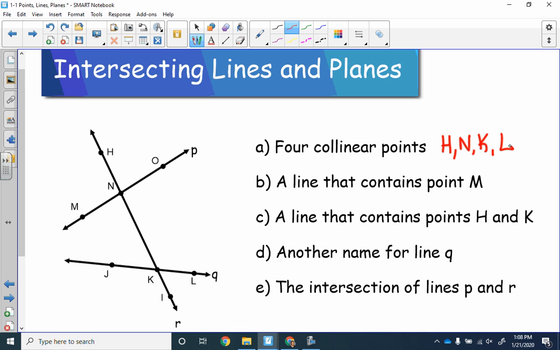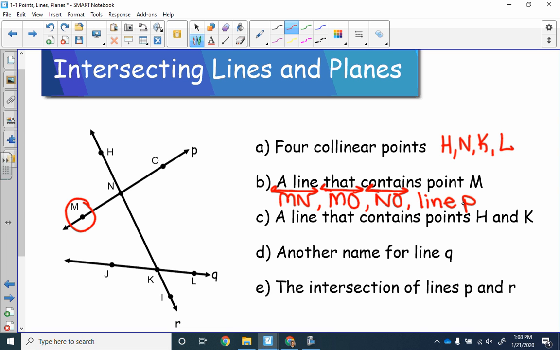Name a line that contains point M. So here's where point M is. I have a couple different options that I could do for here. I could do line MN. I could do line MO. I could even do line NO if I wanted to. Or we could do line P as an option.